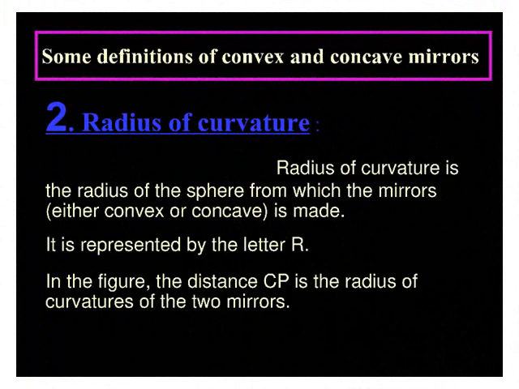Next is radius of curvature. Radius of curvature is the radius of the sphere from which the mirror, whether it is convex or concave, is made up of. It is represented by the letter R. In the figure, the distance CP is the radius of curvature of the two mirrors. Radius for any circle is the distance between the center and any point on the circumference. But here we take it as the pole, right? So this is called radius of curvature and we represent it by the letter R.